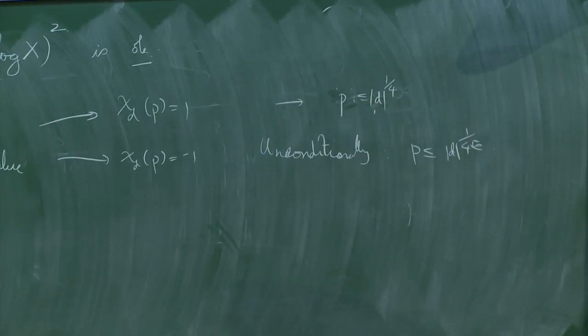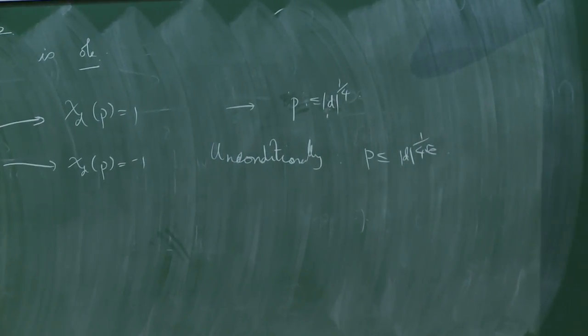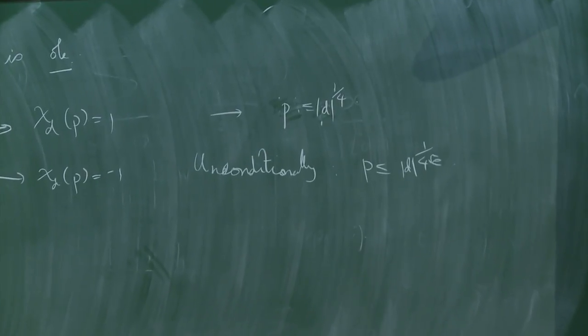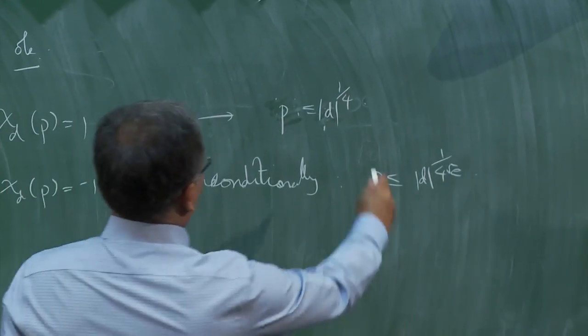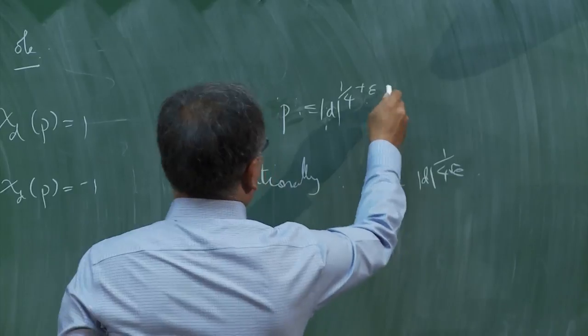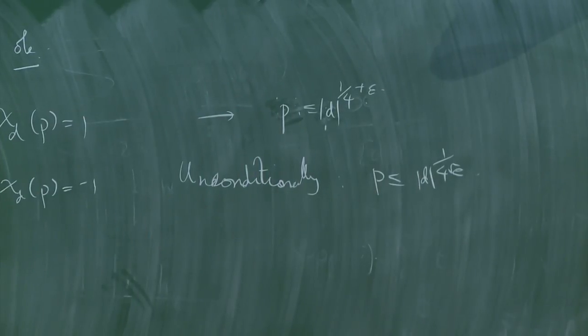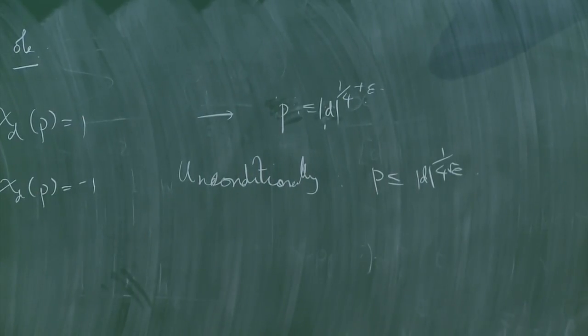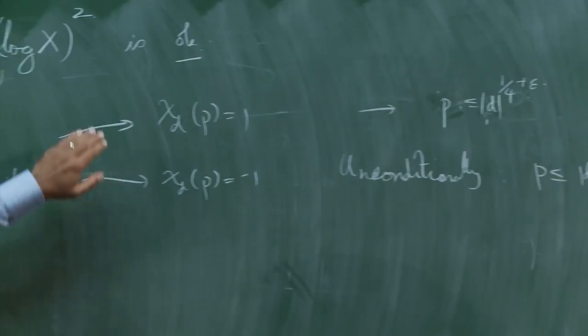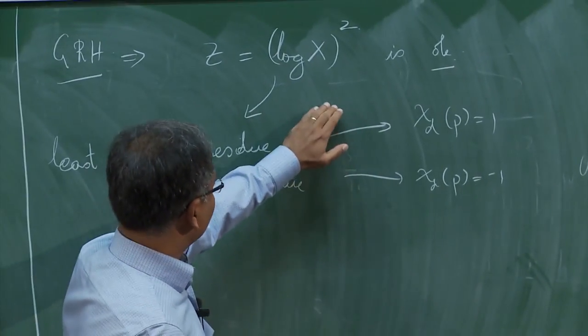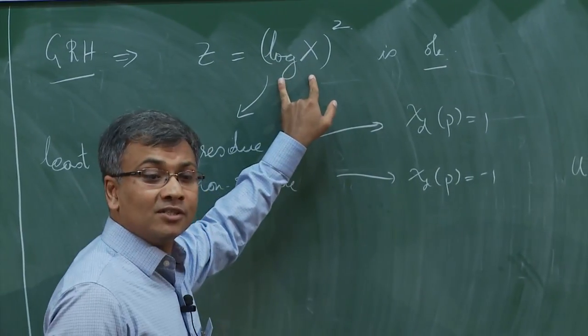My character is mod d. Plus epsilon. Plus epsilon. But the Riemann hypothesis would tell you that in both these cases, you can get positive and negative values once you're at size (log x) squared.